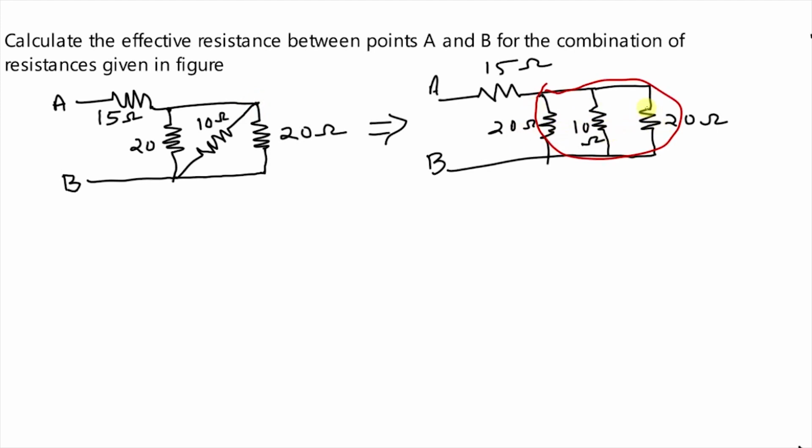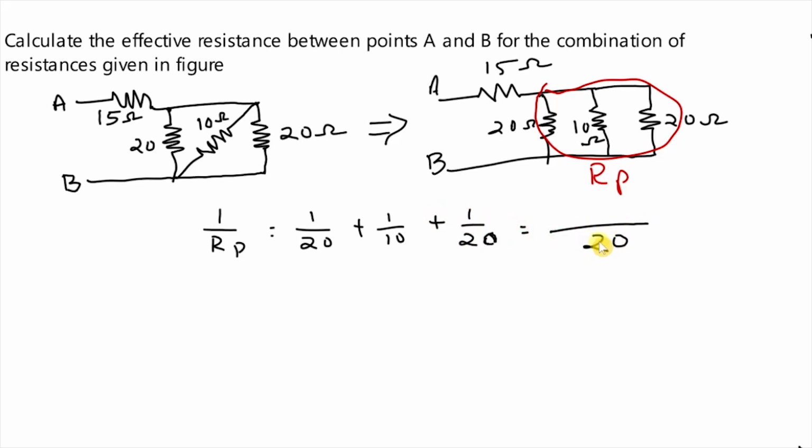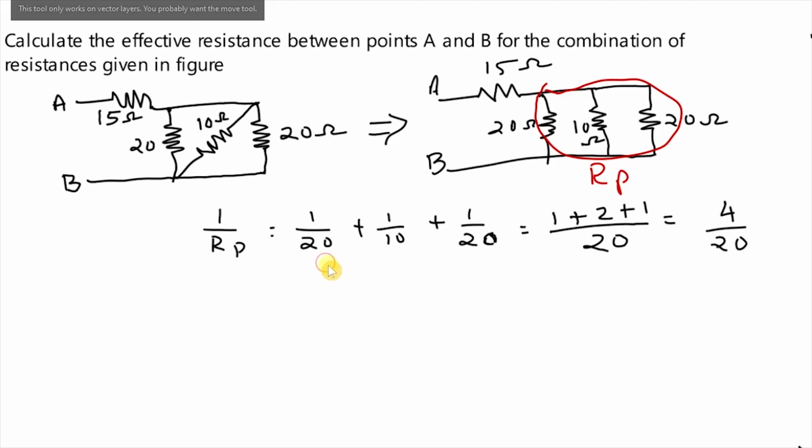In parallel combination of resistances, effective resistance Rp is given by 1 by Rp is equal to 1 by first resistance 20 plus 1 by 10 plus 1 by 20. Here LCM is coming as 20. Dividing this LCM by this 20 and multiplying here, it will come as 1. Similarly, 20 by 10 into 1 is equal to 2 plus next term comes as 1. That is equal to 4 by 20. That is 1 by Rp is equal to 4 by 20. Inverting both sides, Rp is equal to 20 by 4, that is equal to 5 ohm.